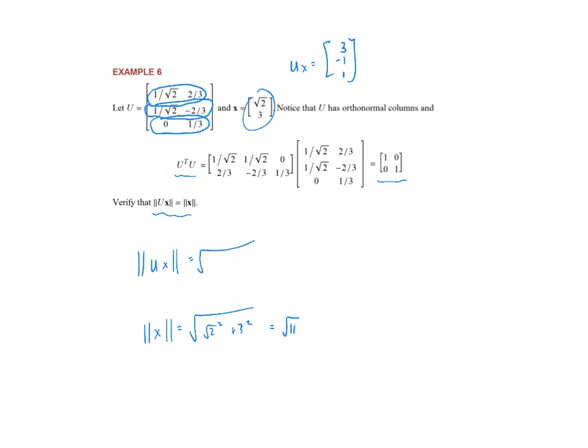And the length of that is 3 squared, negative 1 squared, 1 squared. And we get, let's see, well, 9, 10, 11, the square root of 11. Wow, that's kind of cool. So even though x only has 2 entries, Ux has 3 entries, they have the same length. That's kind of a cool property there.